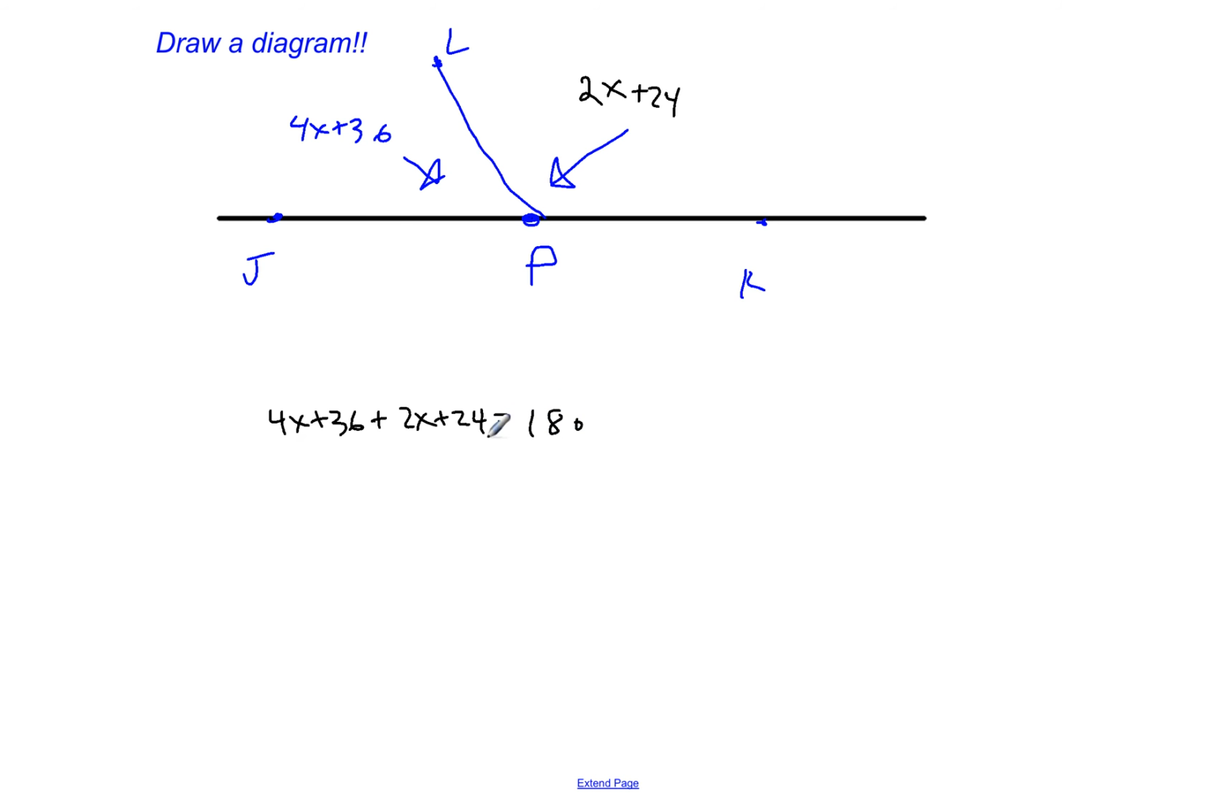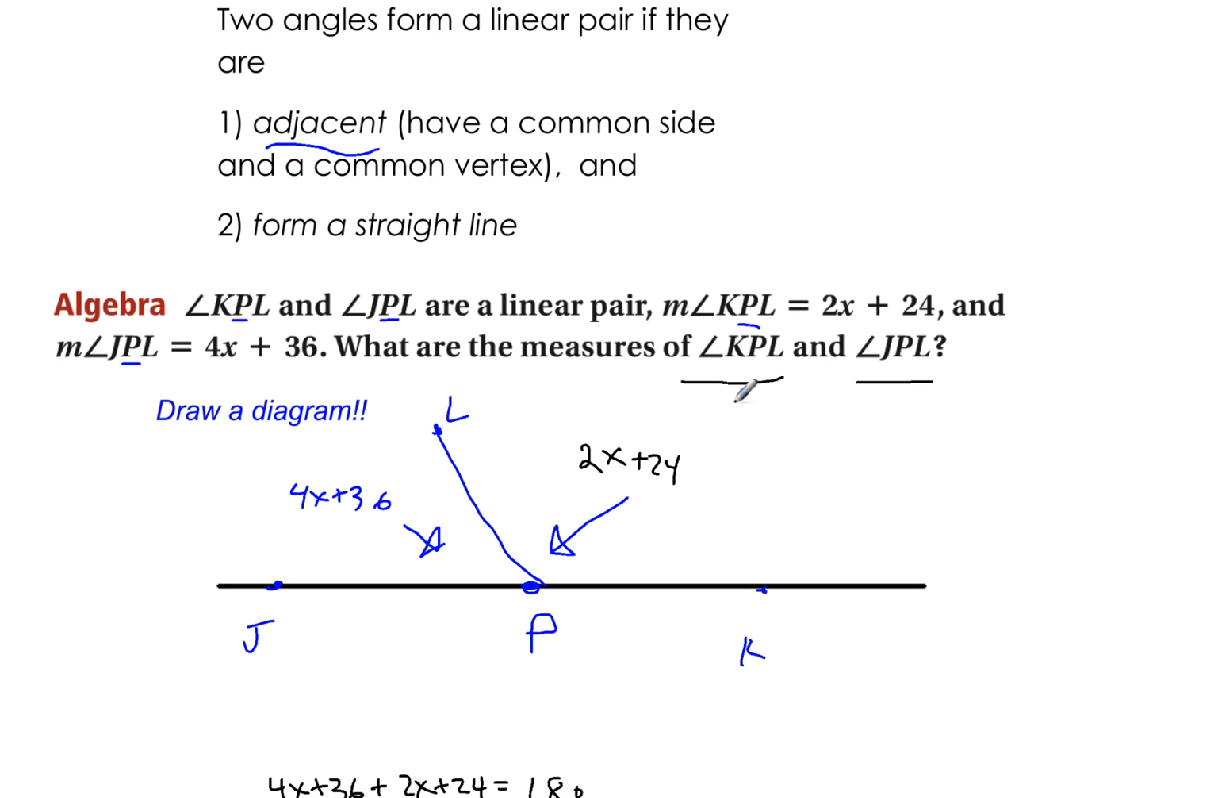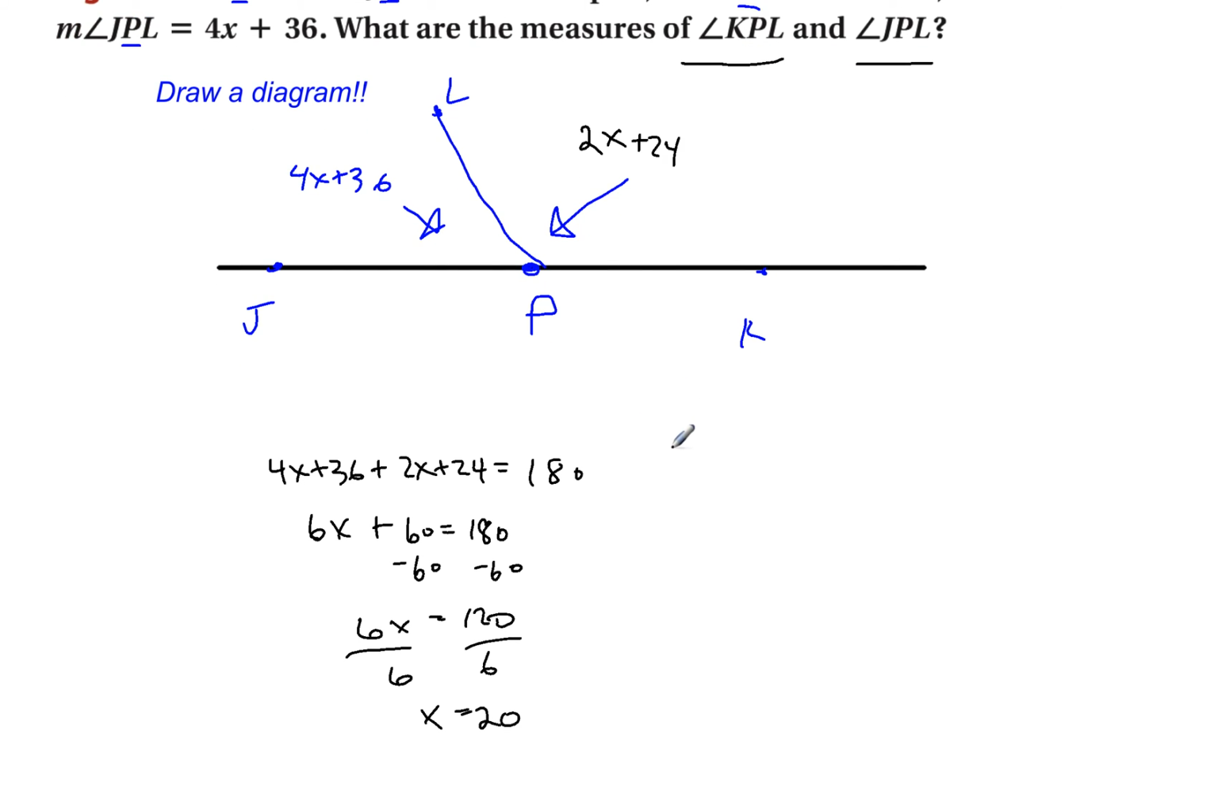They're adjacent and they're a linear pair. Let's combine like terms. We've got 6x plus 36 plus 24, which is 60, is equal to 180. If I subtract 60 from both sides of my equation, I get 6x is equal to 120. Dividing by 6 on both sides, I get x is equal to 20. What are they asking me for? They're asking me to find the measures of angles JPL and KPL. Well, let's substitute 20 in for x, and let's check to make sure that their sum is actually equal to 180 degrees.